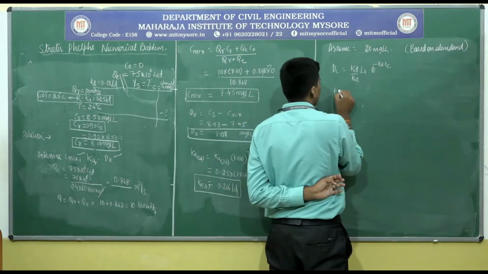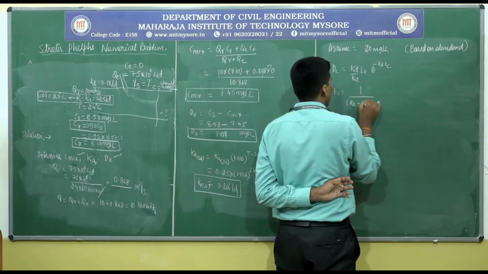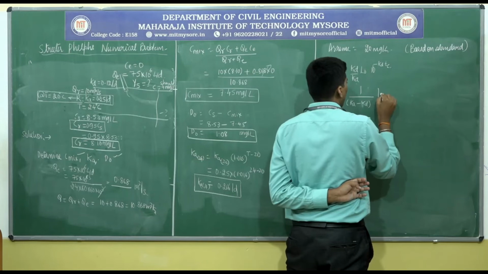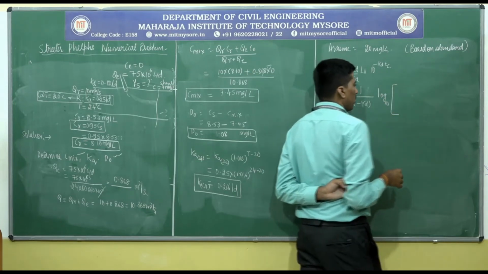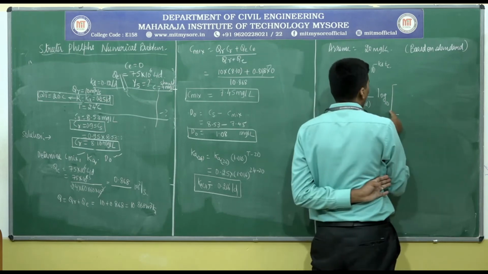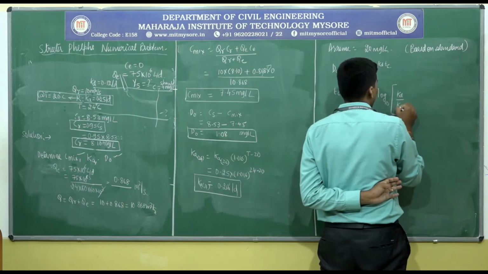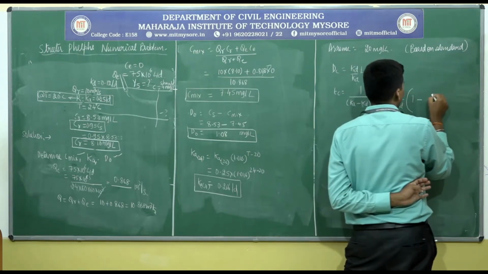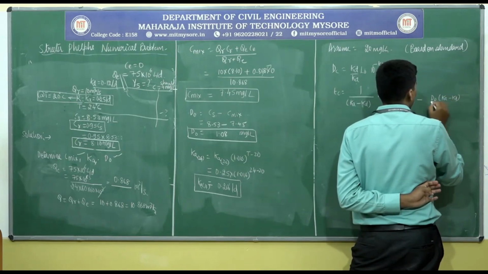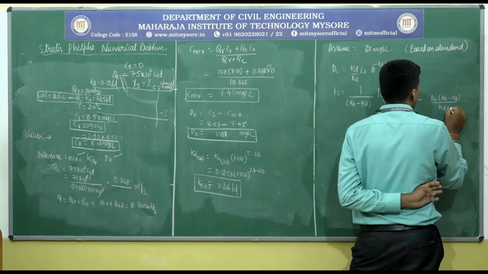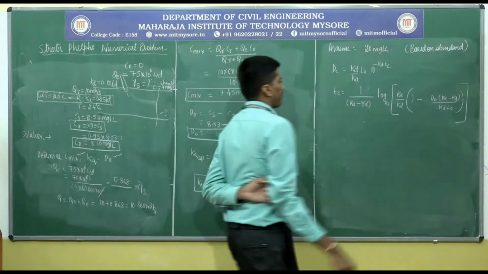I need to determine what is the TC value is equal to. TC is equal to what? 1 divided by KA minus KD into logarithm to the base 10 of Ka by Kd into 1 minus D naught into Ka minus Kd divided by Kd into L naught. I need to determine what is the Tc.